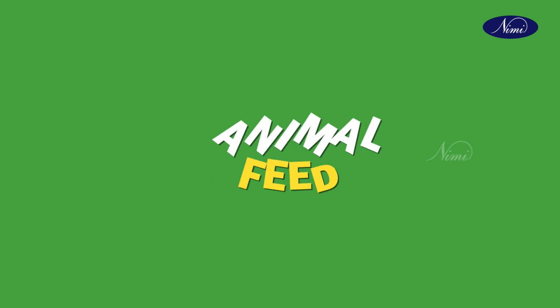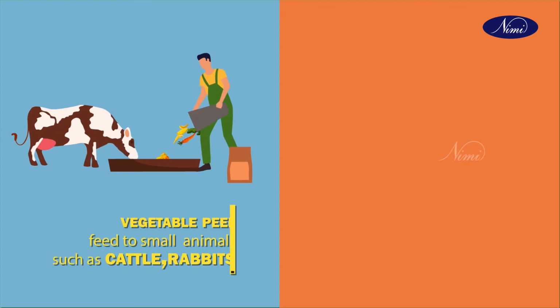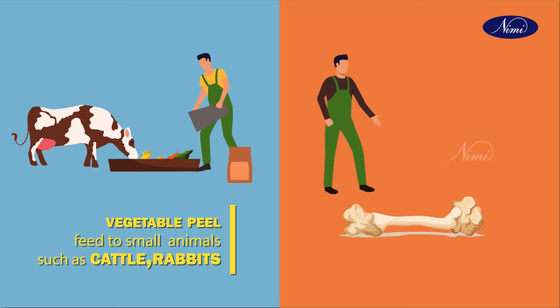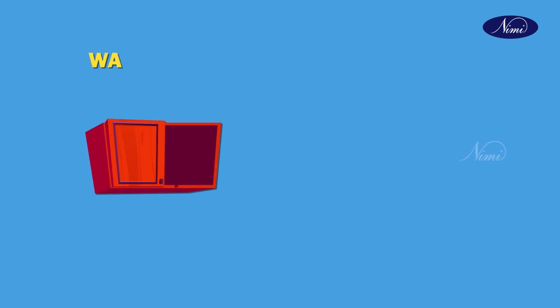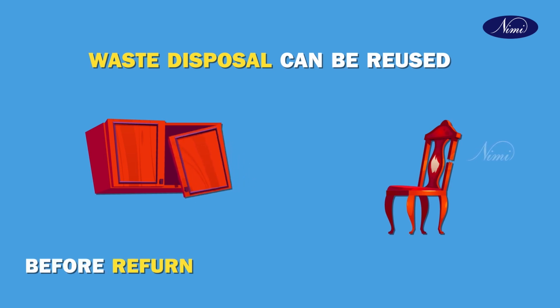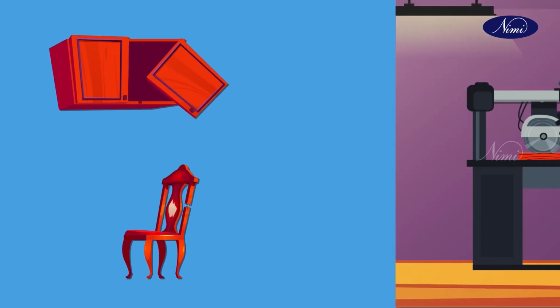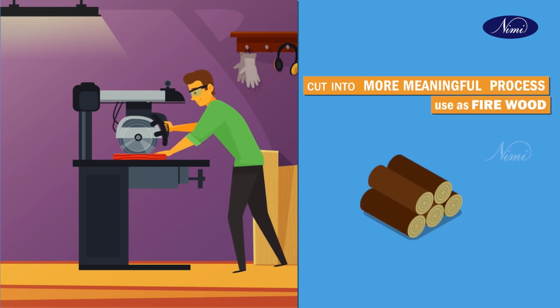Our next method is animal feed. Vegetable peels and food scraps can be retained to feed small animals such as cattle, rabbits, etc. Large meat bones can be greatly reused by feeding dogs. Next method is firewood. A small amount of waste can be reused when it comes to refurnishing or replacing furniture. Before discarding the furniture, cut it into more meaningful pieces and use it as firewood.